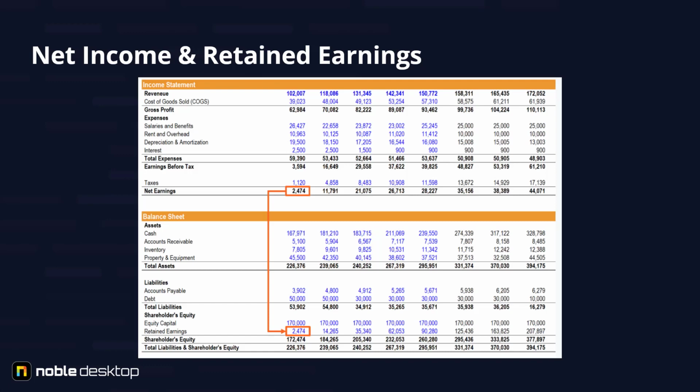Net income and retained earnings. Net income from the bottom of the income statement links to the balance sheet and cash flow statement. On the balance sheet, it fits into retained earnings, and on the cash flow statement, it is the starting point for the cash from operations section.